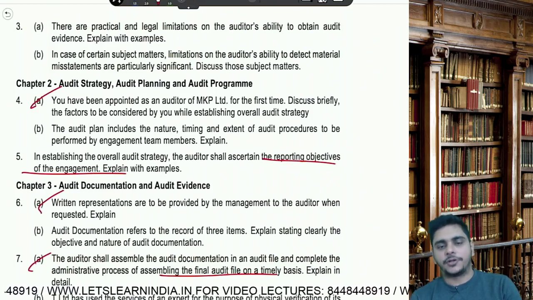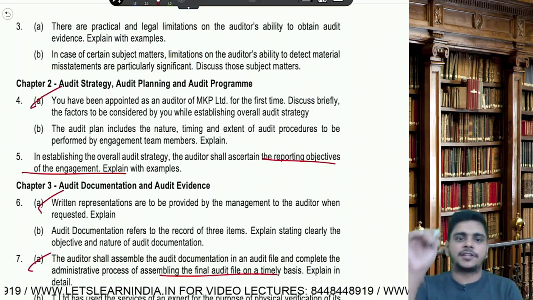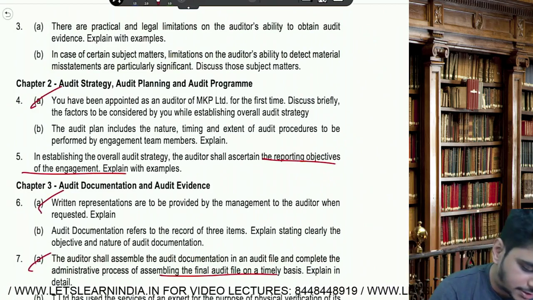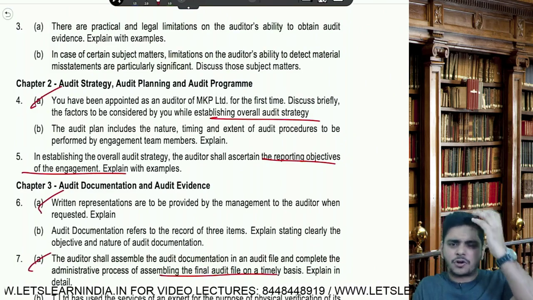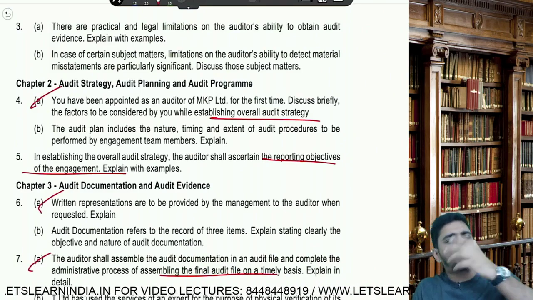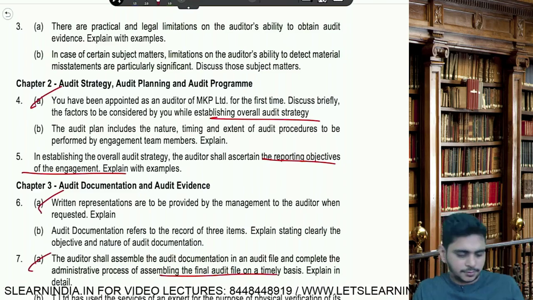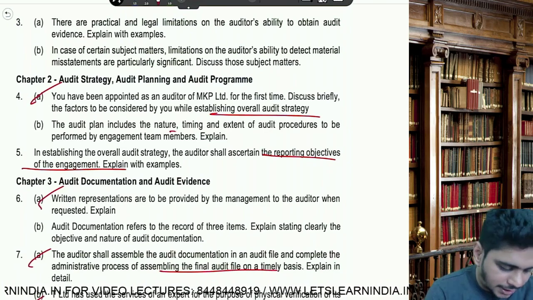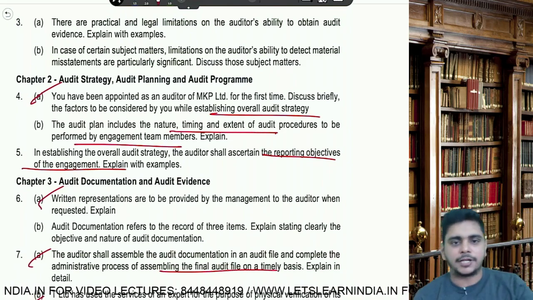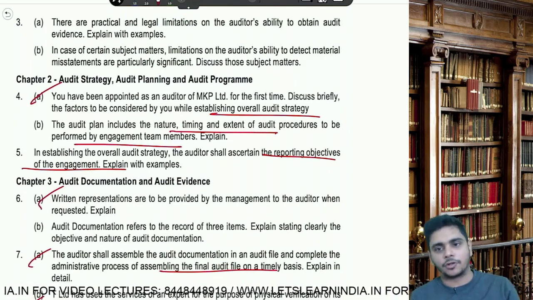Then, you have been appointed as an auditor of KMP Limited for the first time. Discuss briefly the factors to be considered while establishing the overall audit strategy. This is the first question when we write the notes. Audit plan includes the nature, timing and extent of audit procedures to be performed by the engagement team members. No new variety, same model questions.